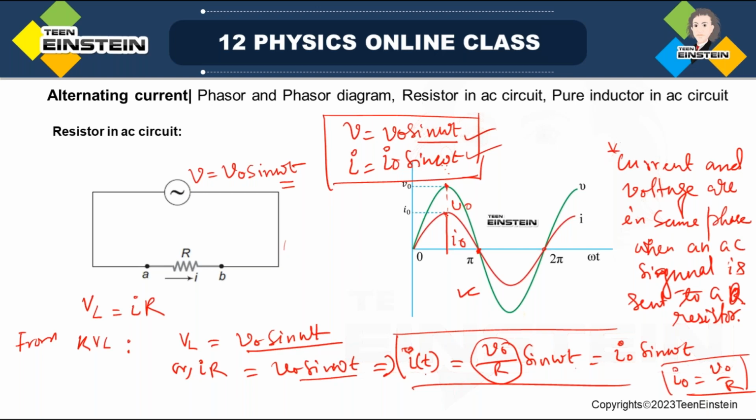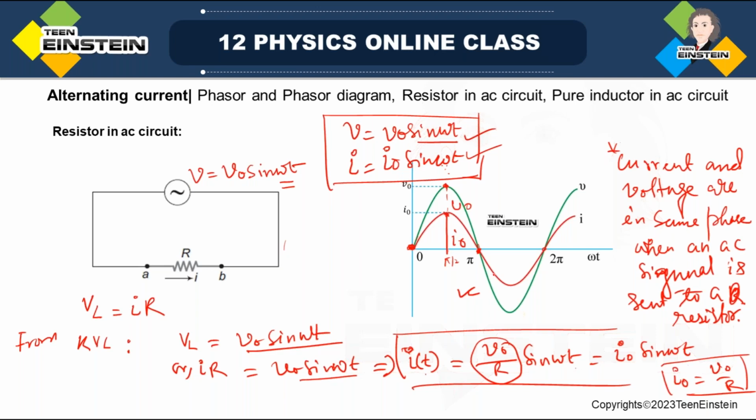Look, in this case, this is the voltage, this is the current. The green curve is the sinusoidally varying voltage, and the red curve is the sinusoidally varying current. At 0 they are both at 0, at 90 degrees or pi by 2 radian, there the maxima are. Both are matching at the same point. Similarly, here it is 0 for both. So that's why current and voltage are called in the same phase when an AC signal is sent through a resistor.